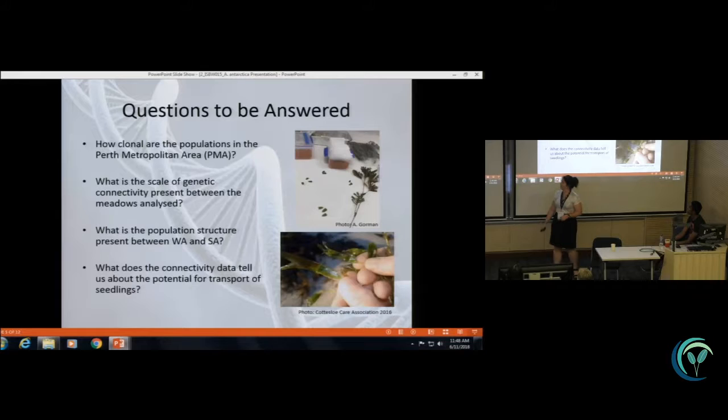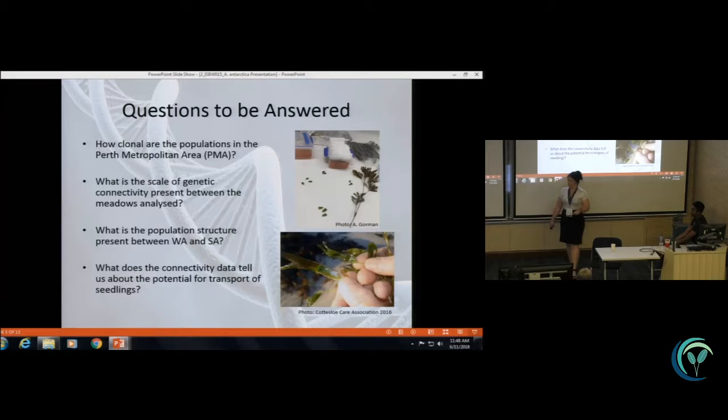To answer these study objectives, I asked myself 4 questions. I had to figure out how colonial the populations were in the Perth metropolitan area to get a level of genotypic richness and to find out whether the meadows were reproducing predominantly sexually or via colonial growth. From there, we looked at the genetic connectivity present in the meadows, and that gave us the opportunity to figure out what direction the meadows are connected and whether they would be connected on a large scale or on a small scale.